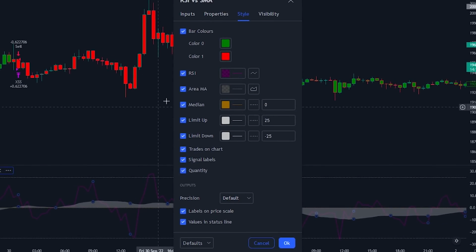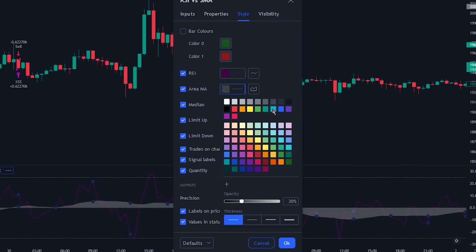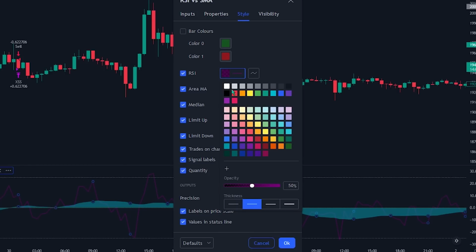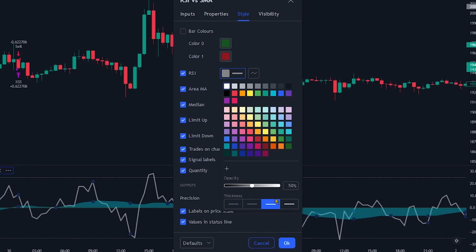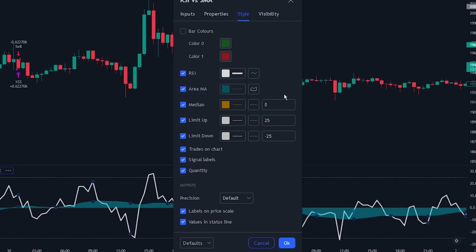Go to the Style tab and deselect the Bar Colors checkbox. Once you have done that, also change the area MA color. Lastly, go to the RSI line settings and change the color and thickness to make the indicator more visible. That was all that we needed to do.